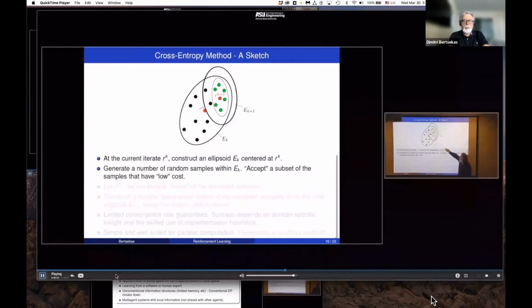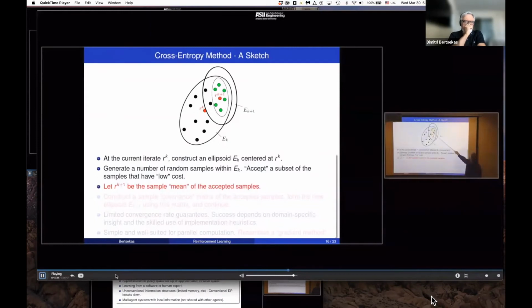So within this ellipsoid, I generate all these points, the black ones and the green ones, and I select a portion of those that have low cost. And now I can generate the sample mean of these accepted samples, in the usual way, and that I call R_{k+1}. So I generate the good points, I go towards the good area, and I go right in the middle of those. That's my R_{k+1}.